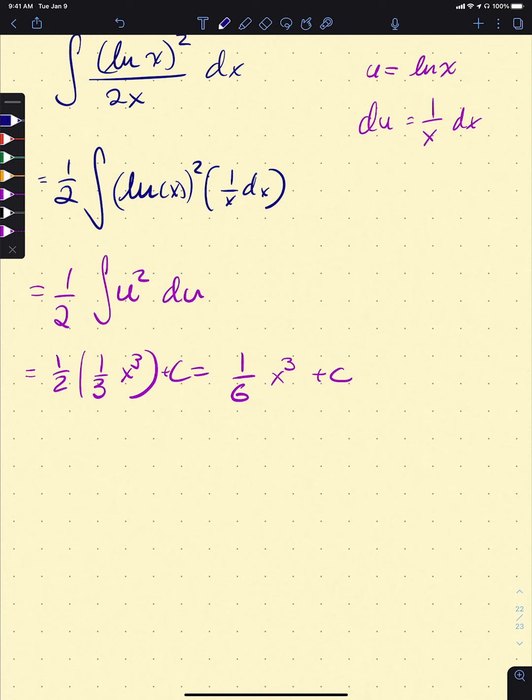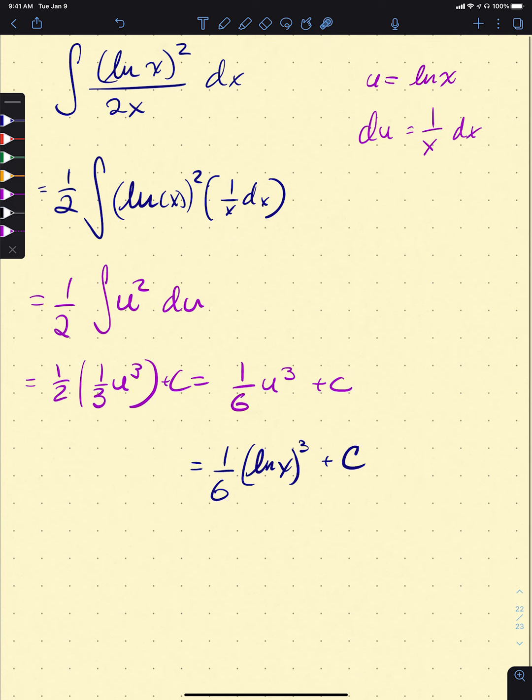And now we can back substitute, right? 1 over 6, these should all be u's. I don't know why I wrote those as x's. u is the natural log of x. So this is 1 over 6 times the natural log of x cubed plus c, right? This is our antiderivative. Go ahead, check it. Do your chain rule here to actually calculate the derivative of this guy.